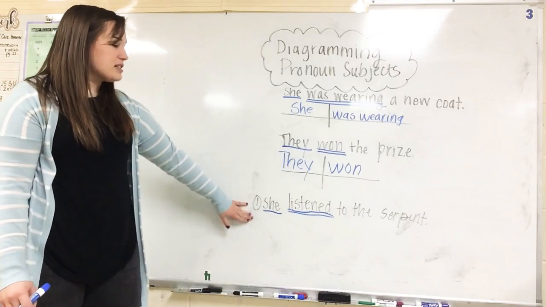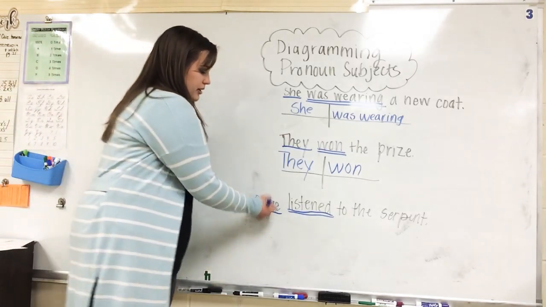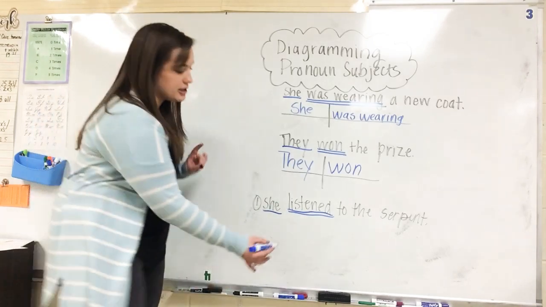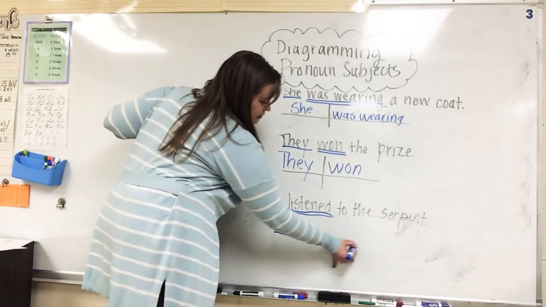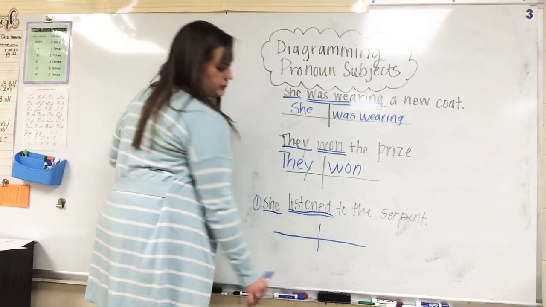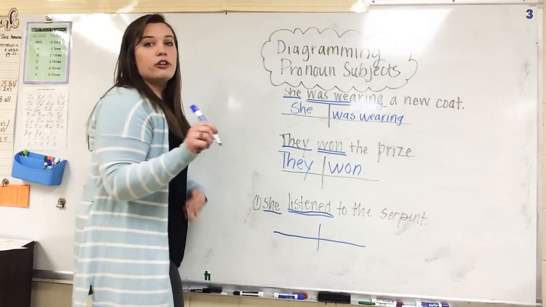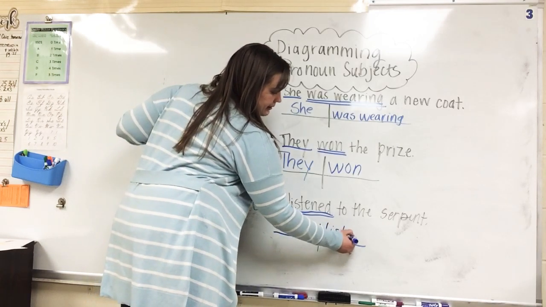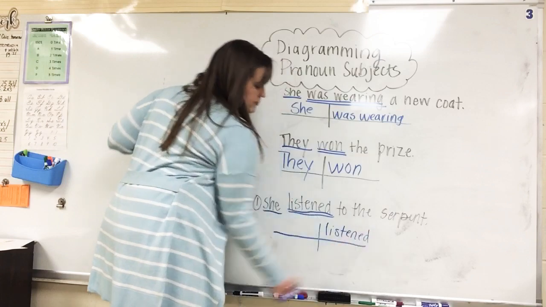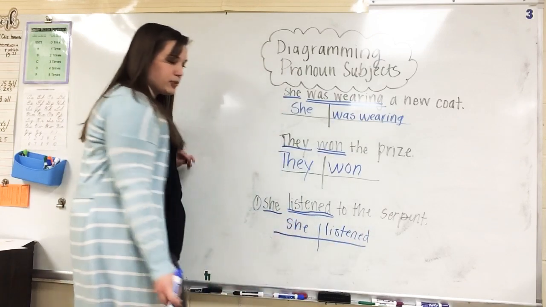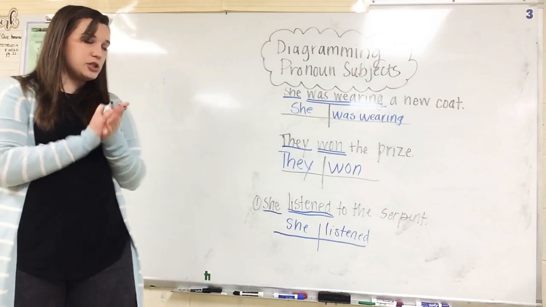So let's get back to diagramming. Our subject is she. Our verb is listened. The first step in diagramming a sentence, we draw a horizontal line. Is that correct? Yes. Divide the line. Now, verb first. What is our verb? Listened. It goes on the right side. What is our subject? She. It goes on the left side. Easy peasy, lemon squeezy.